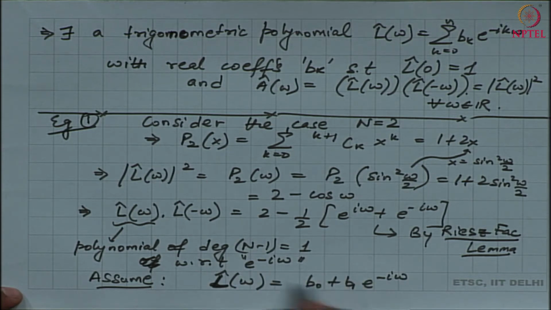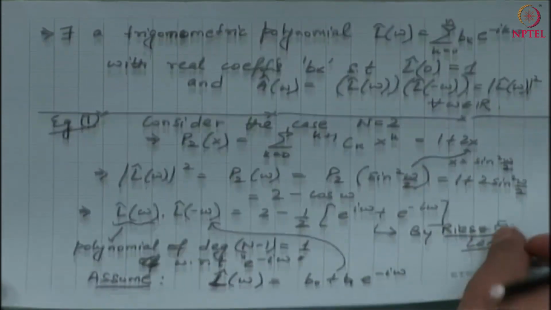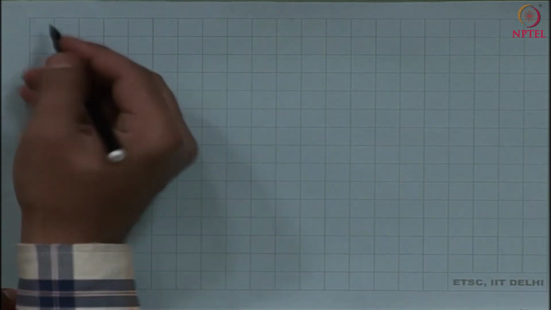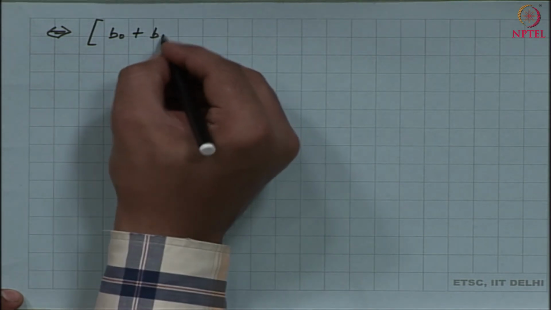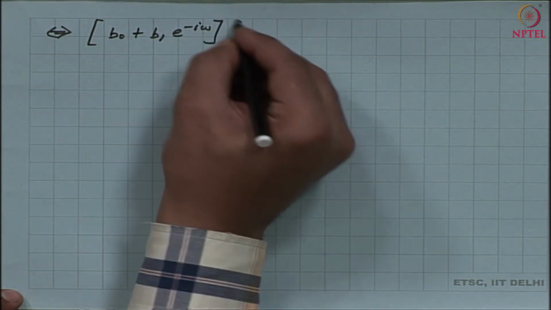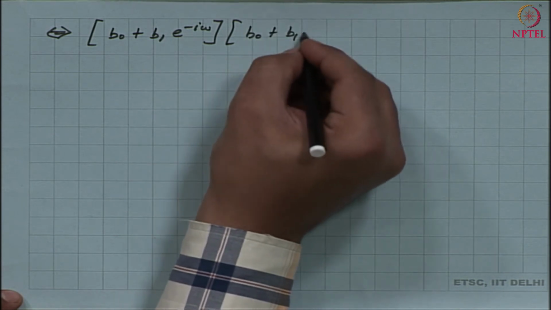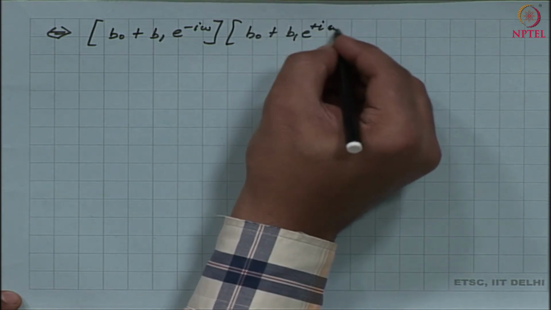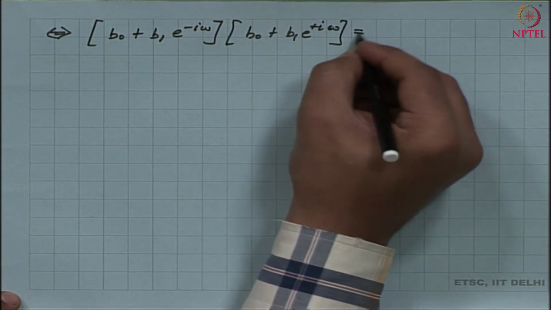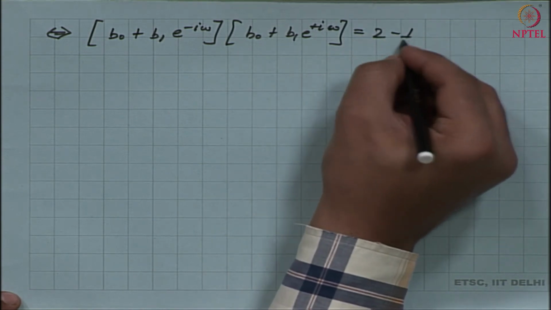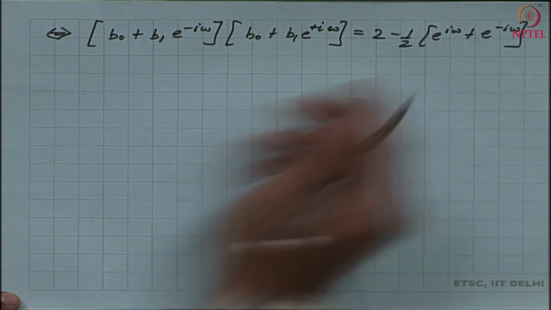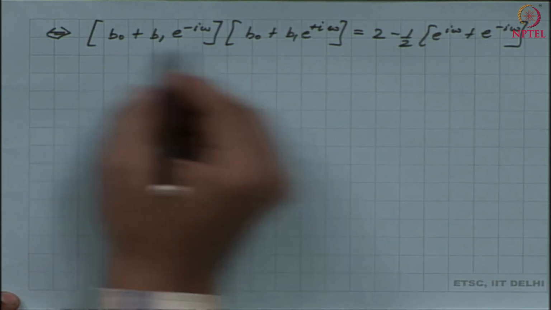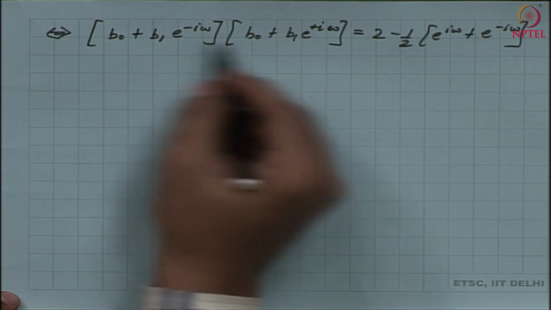So, let us now use this expression in this equation to see what happens. I see that the following things happen. So, L hat of omega is B0 plus B1 e to the power negative i omega times B0 plus B1 e to the power plus i omega. This is also equated to P2. P2 is 2 minus half of e to the power i omega plus e to the power negative i omega. Okay. So, then all I have to do is to find the coefficients B0 and B1.